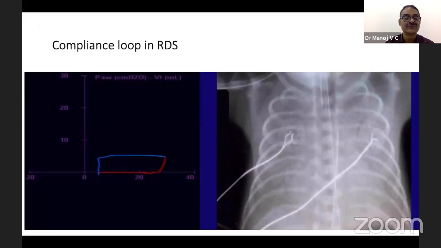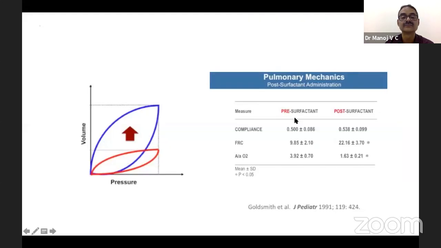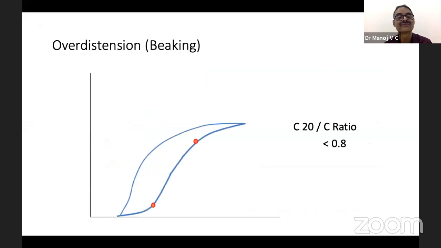This is just a demo of the same thing. Anyway, the video is not working, so this is the sleeping penguin, the compliance loop in severe RDS, and then once you have given surfactant, you get a nice football shape with the 45 degrees angle. So this is one of the loops that is going to tell us the compliance.